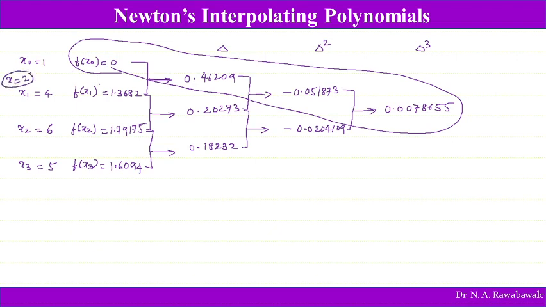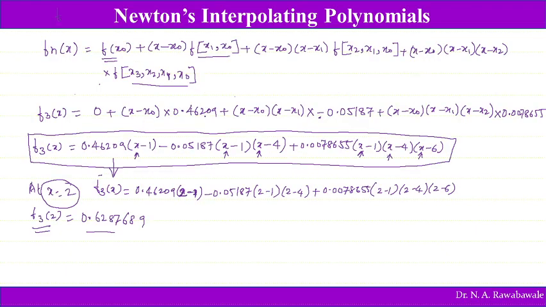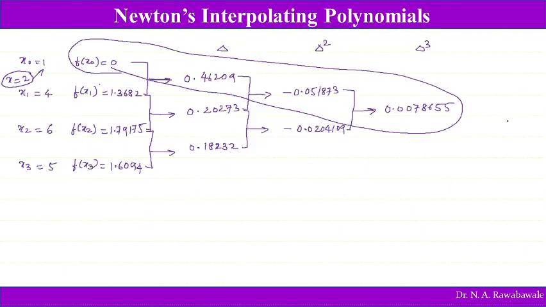These values we have taken because x is equal to 2, and x is equal to 2 is very close to 1, so we have taken forward divided difference. We took this set of data for formulating the polynomial here: 0, then 0.46, then minus 0.51, then 0.0078. So this data is taken to form the polynomial.